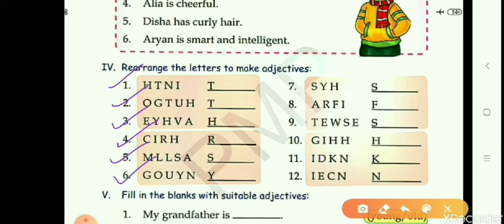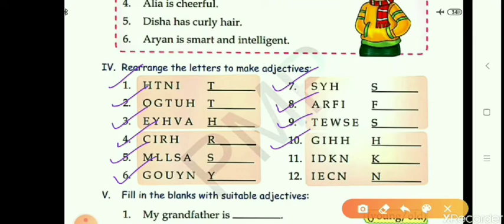Now coming to the next side, 7th, SYH, and the word is shy, SHY, shy. Number 8, ARFI, and the word is fair, FAIR, fair. Then 9th is sweet, SWEET, sweet.